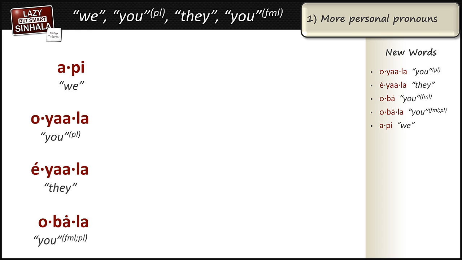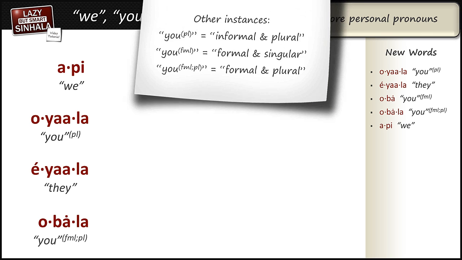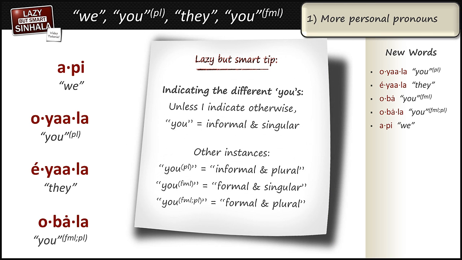So, we is api, plural informal you is oyala, they is eala, which can be applied to both male and female, and the formal you is oba, for which the plural is obala. Now that we have multiple versions of the word you, let me simplify it for you by showing you how I'll indicate them in these tutorials.